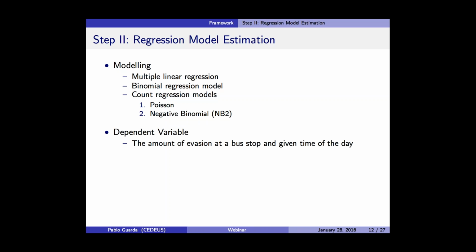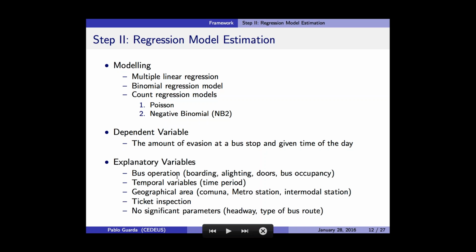in the data. The dependent variable for the count regression models was the amount of evasion at a bus stop at a given time of the day, and the explanatory variables were related with the bus operation: the number of boardings, number of alightings at the bus stop, number of doors, and the bus occupancy. Temporal variables, which we define based on the statistical significance of different groups of time of the day. We add some explanatory variables I will explain further.